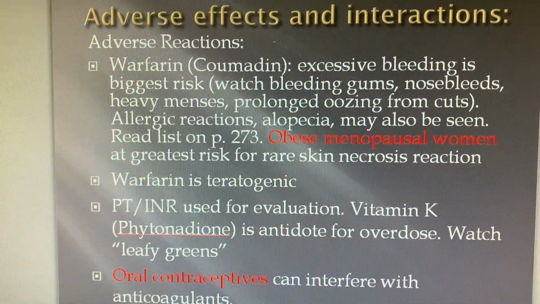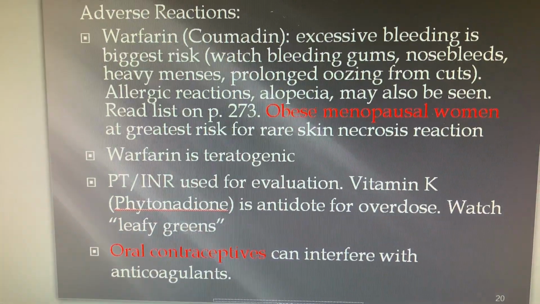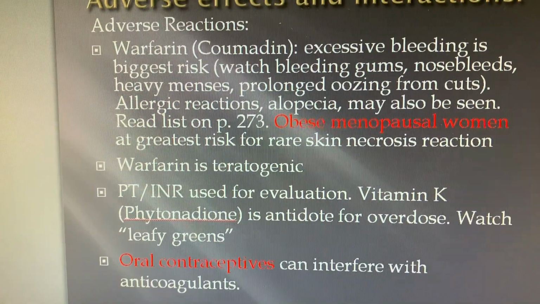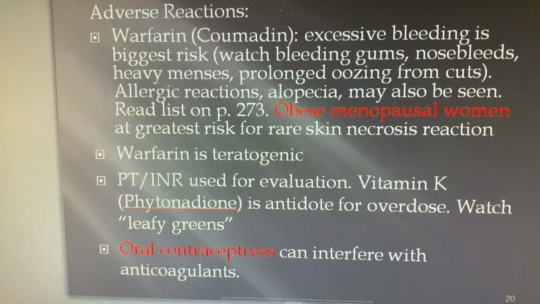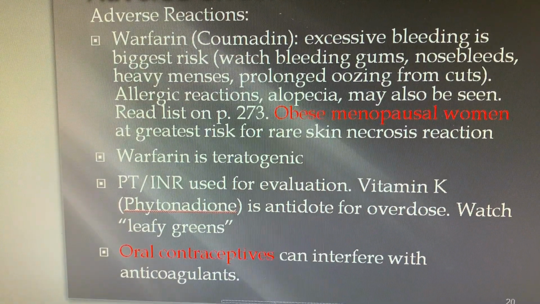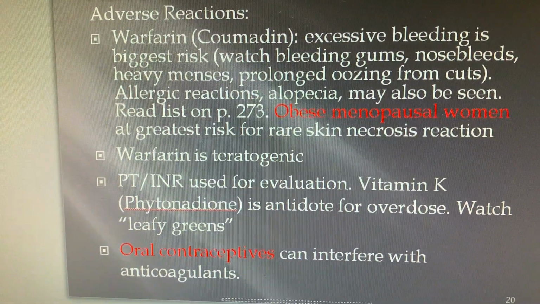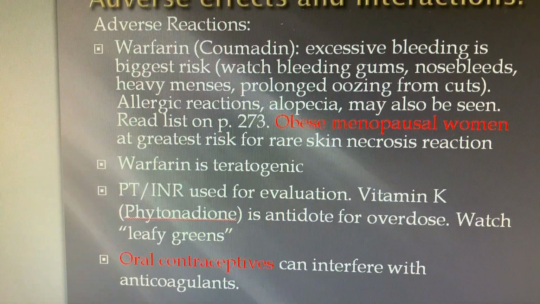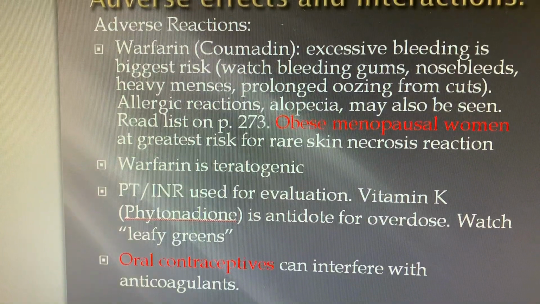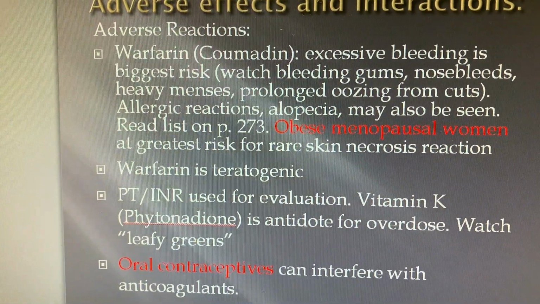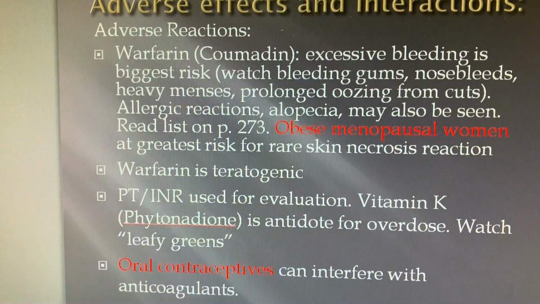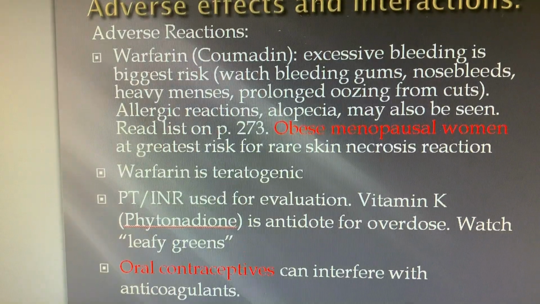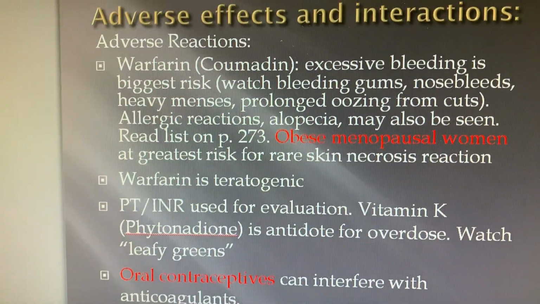As with any drug, allergic reactions can be common, and sometimes, once again, you'll see alopecia or some hair loss or thinning with anticoagulants. Warfarin is very teratogenic. It is contraindicated in a pregnant woman. Usually if you've got a woman who's on chronic warfarin therapy for some reason, as soon as that pregnancy test comes back positive, they need to stop the warfarin and go to another method of anticoagulation. And usually that's going to be a low molecular weight heparin like Lovenox.